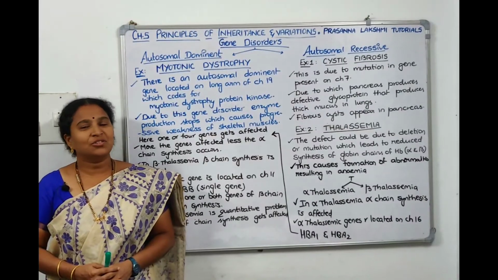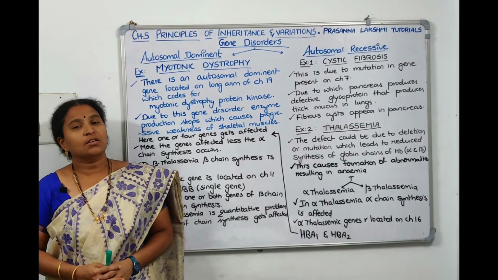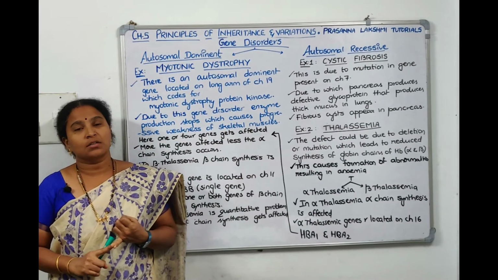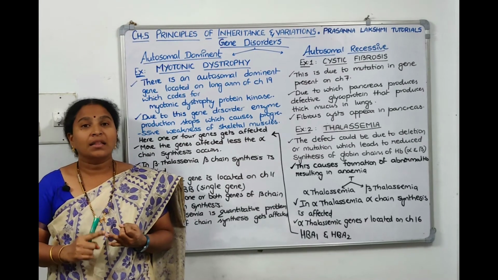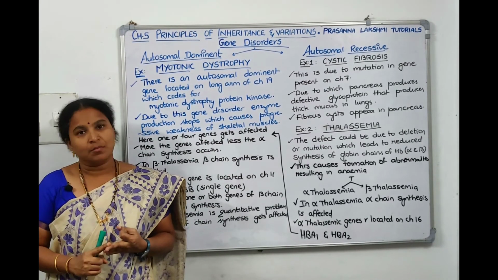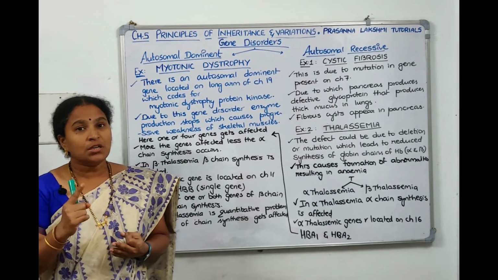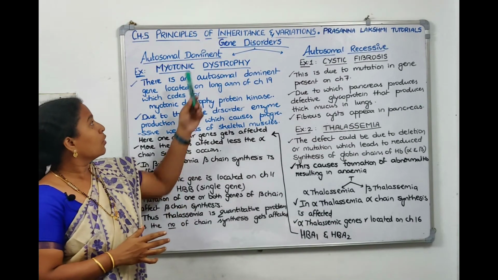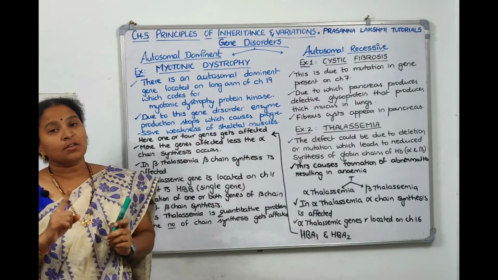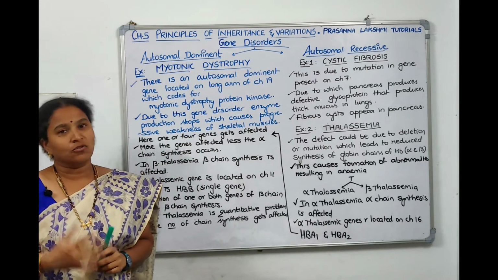We are talking about gene disorders. Gene disorders are also called Mendelian disorders. They can be inherited and can be predicted with pedigree diagrams. Gene disorders are of two types. If the disorder gene is on the autosome, it is called an autosomal disorder. If the disorder gene is on the allosome, it is called an allosomal disorder.